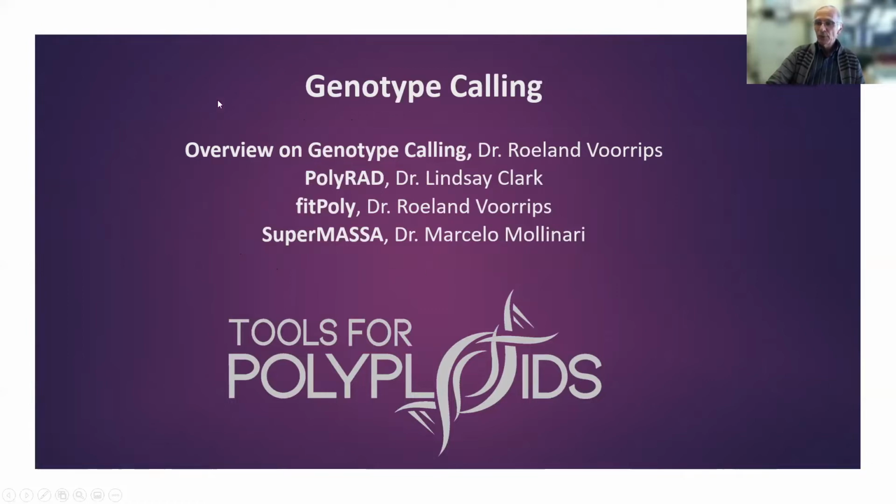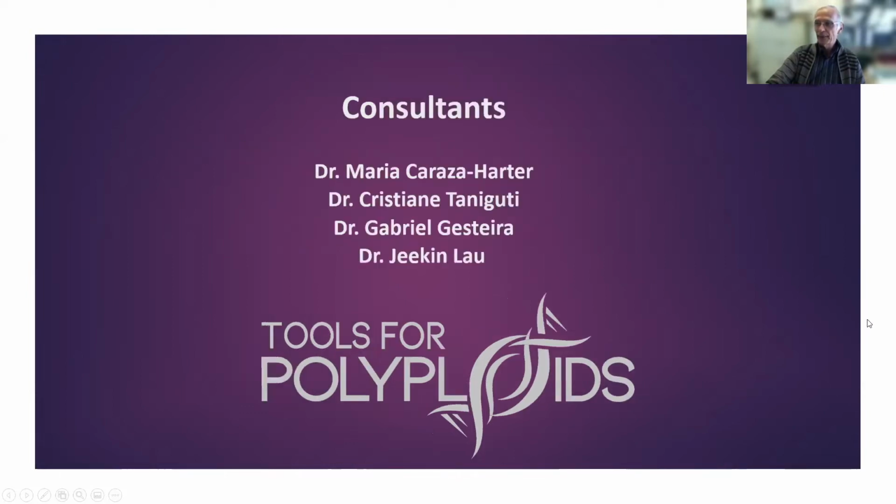So we had four presentations in the first workshop. One, the overview of genotype calling by Rulin, and he's actually on this call as well, so he'll be able to answer any questions. Polyrad by Lindsay, Fit Poly again by Rulin, and Supermassa by Marcelo. And so we'll go through these one by one and work from there.